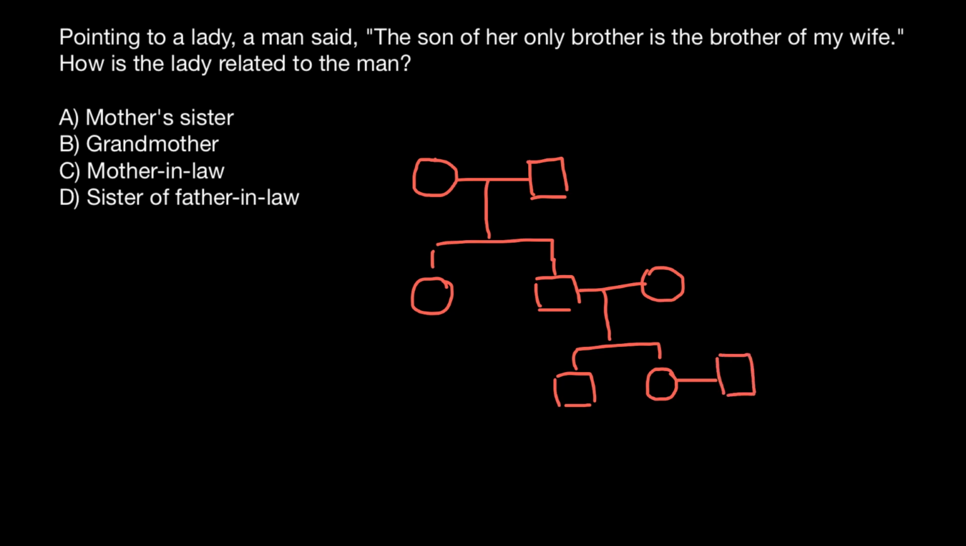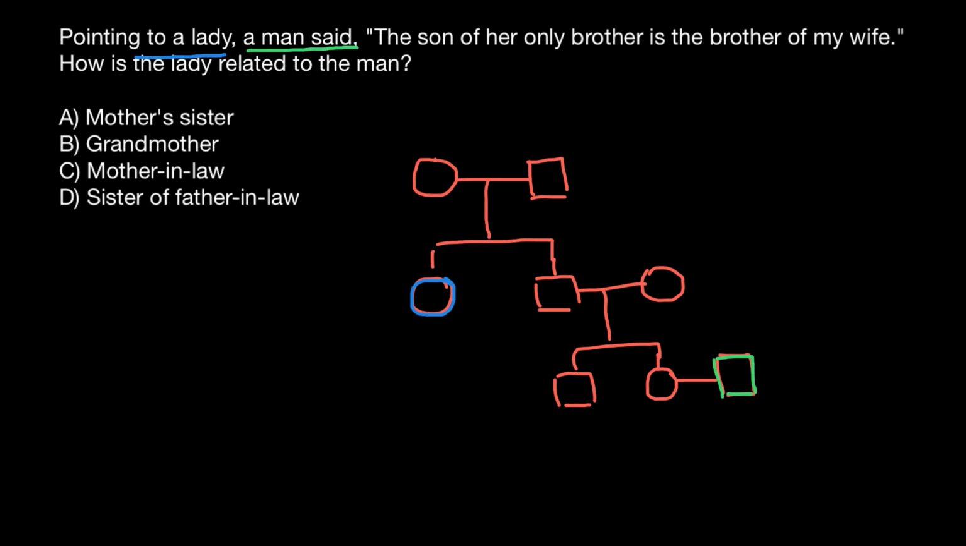So now let's follow again the logic of this problem. Pointing to a lady, and the lady would be this one. A man said, and the man who said is going to be this one. So again, pointing to a lady. Let me underline with blue color and green color the man said.